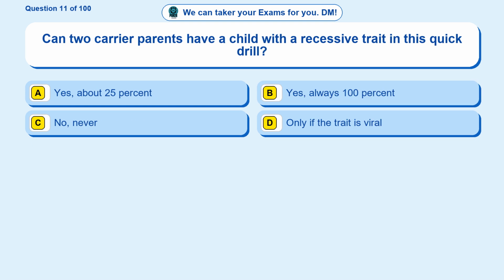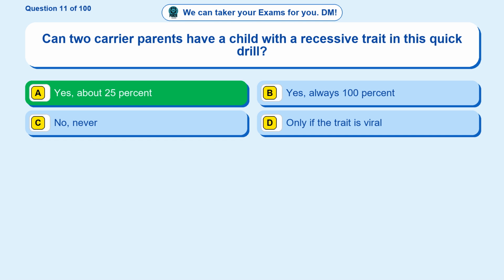Question 11. Can two carrier parents have a child with a recessive trait in this quick drill? Option A. Yes, about 25%. Option B. Yes, always 100%. Option C. No, never. Option D. Only if the trait is viral. The correct answer is option A.